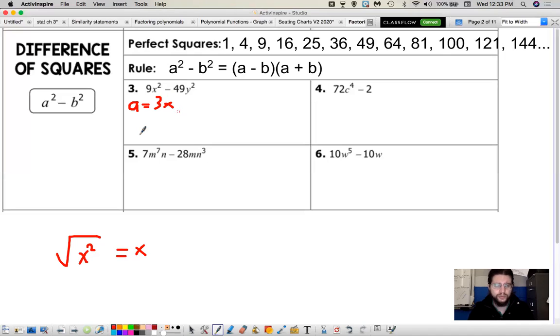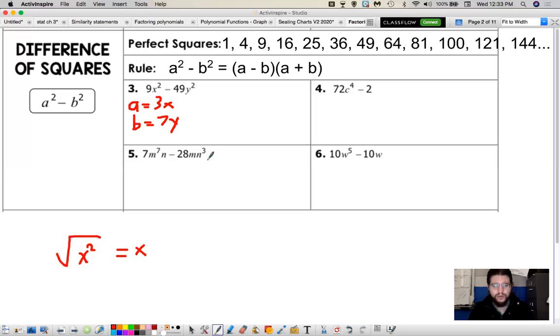Try it out. What's 3x times 3x? 3 times 3 is 9. X times x is x squared. It works. B, on the other hand, well, 49 has a square root of 7. The square root of y squared is y. All you have to do is divide your exponents by 2, because that's how you take the square root, the 1/2 power, whenever you have the same base.